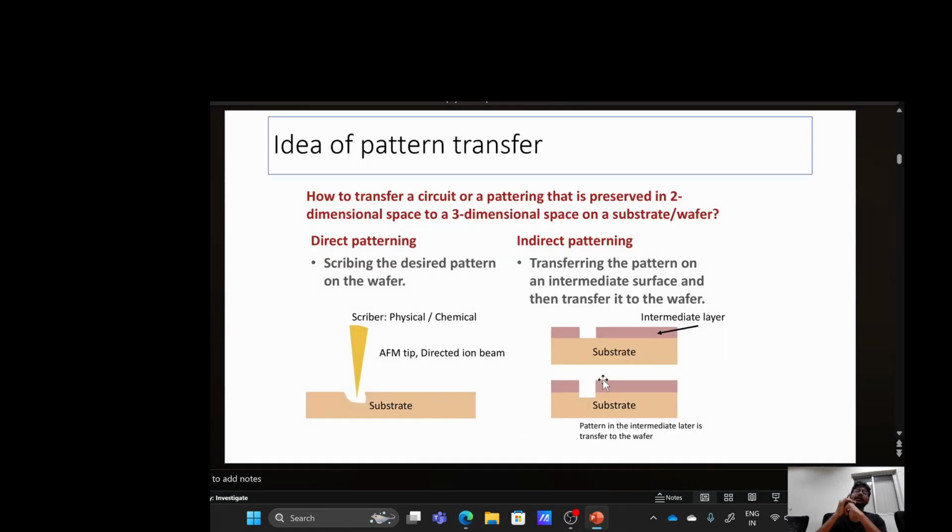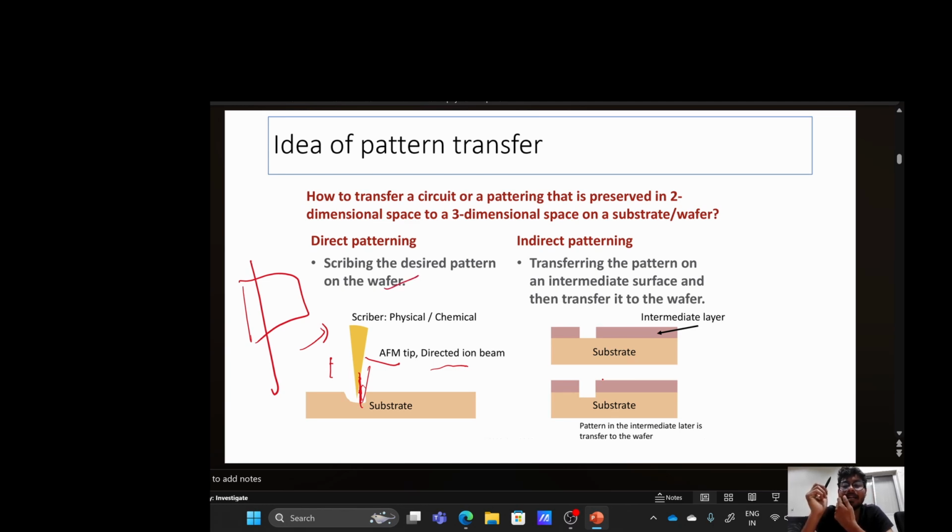Now, how can we transfer the pattern on the substrate? There is direct writing. Direct writing by mechanical means: take a scriber and you have a wafer, take a scriber and scribe it. That is a kind of mechanical means, like an AFM tip. This tip should be hard enough that it can etch the substrate. So this is an AFM tip, and maybe a directed ion beam. Ion beams can etch this part away, and that can be used for direct patterning.